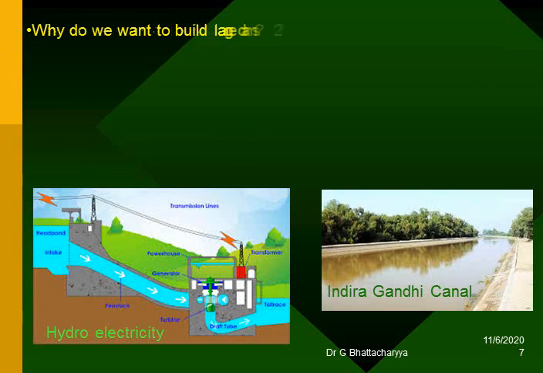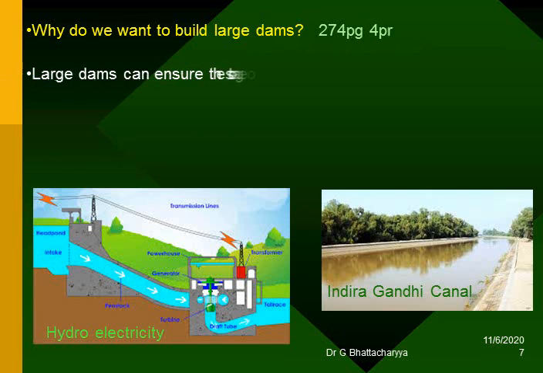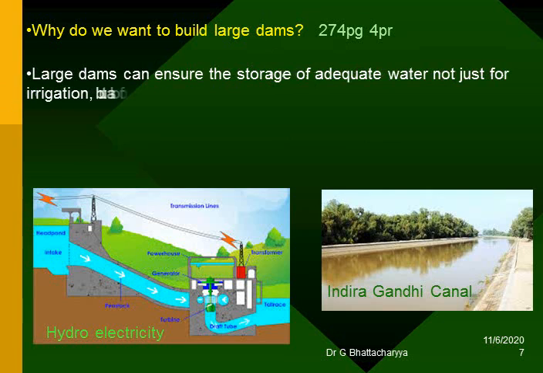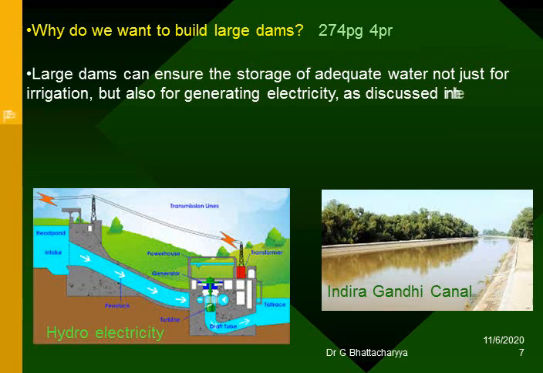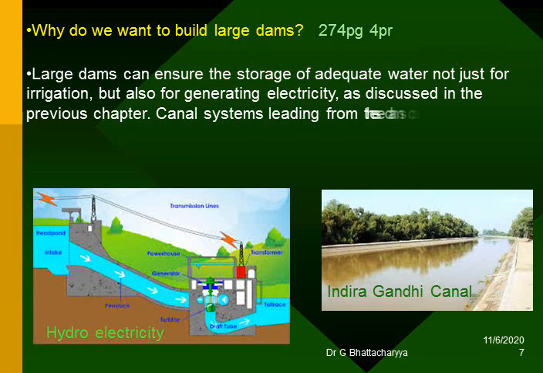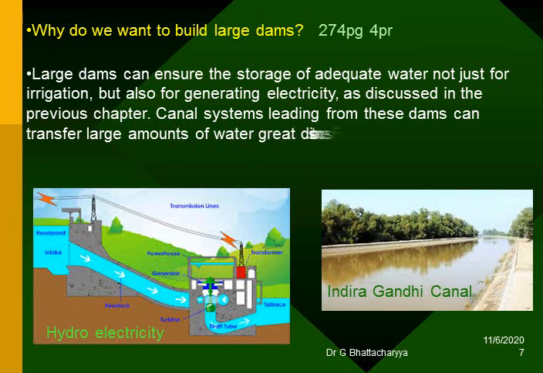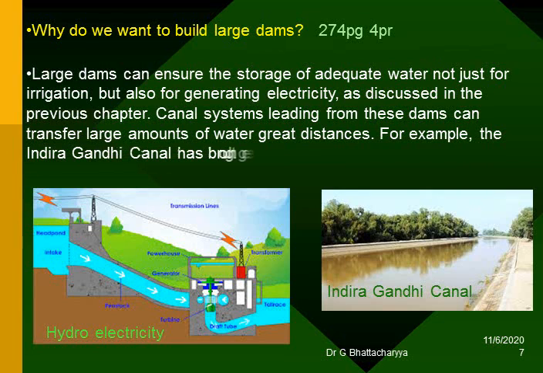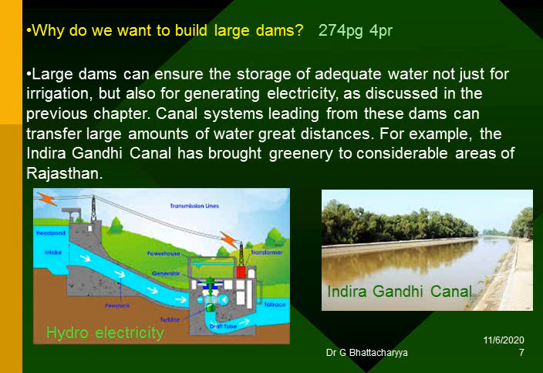Why do we want to build large dams? Large dams can ensure the storage of adequate water not just for irrigation but also for generating electricity. As discussed in the previous chapter, canal systems leading from these dams can transfer large amounts of water great distances. For example, the Indira Gandhi Canal has brought greenery to considerable areas of Rajasthan.